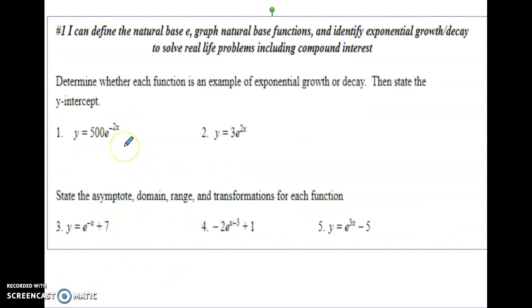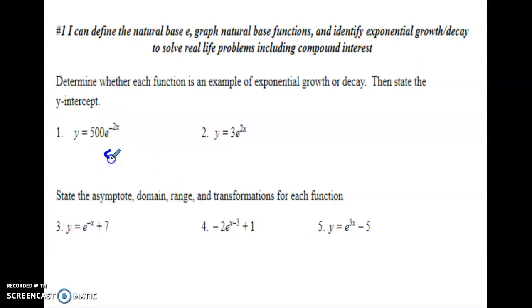Number 1, we're looking to see if it's an exponential growth or decay. I notice the negative in the exponent, so that makes this one a decay. And then if you graph this, it'd be kind of hard to see the y-intercept because it's not on the graph. But if you turn your graph into a table, you would see that when x is 0, y is 500, so that's the y-intercept.